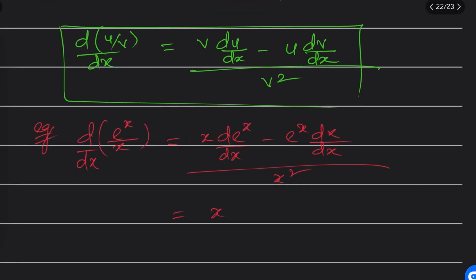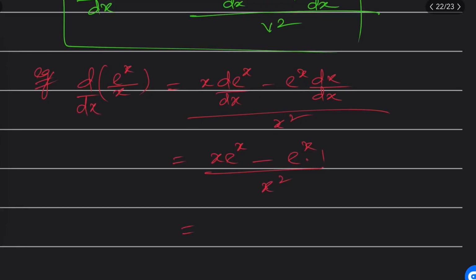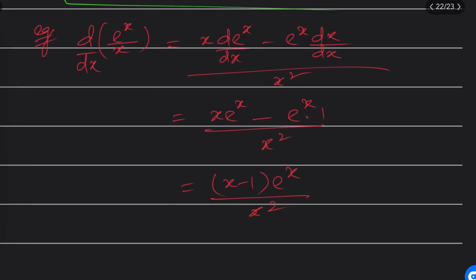So what is this, sir? x into e to the power x is e to the power x, minus e to the power x, differentiation of x with respect to x is 1, isn't it? Divided by x square. So what is the answer, sir? The answer came out (x minus 1) e to the power x divided by x square. Further simplification you can do as per the requirement of the options. You can go with this.